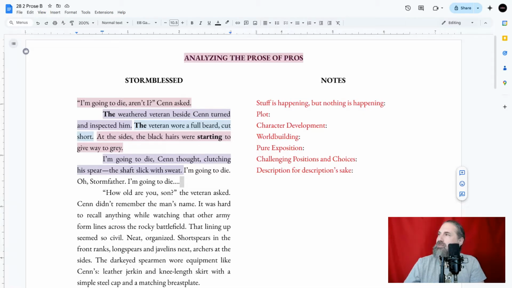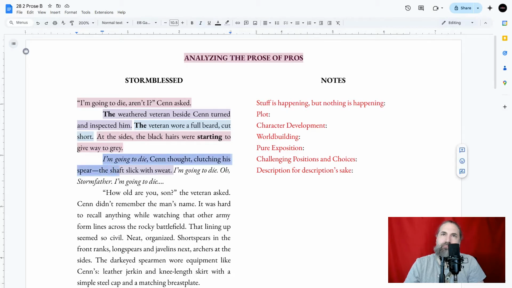Just for the record, I've got to fix this. Clutching his spear, bringing it down. I'm going to die, Sen thought, clutching his spear, the shaft slick with sweat.